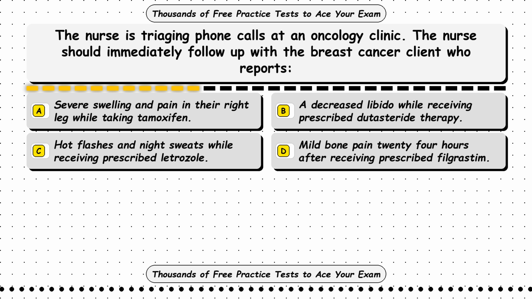Severe swelling and pain in their right leg while taking tamoxifen. Option B. A decreased libido while receiving prescribed dutasteride therapy. Option C. Hot flashes and night sweats while receiving prescribed letrozole. Option D. Mild bone pain 24 hours after receiving prescribed filgrastim.